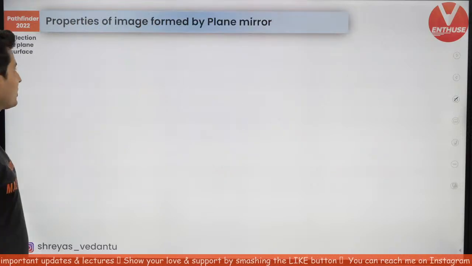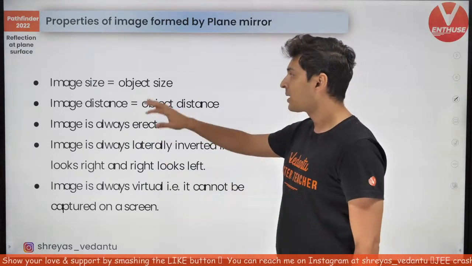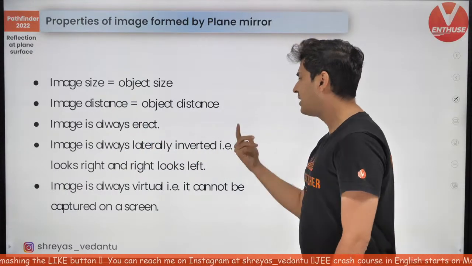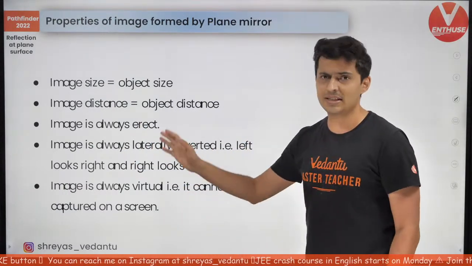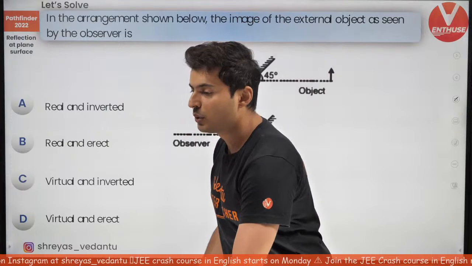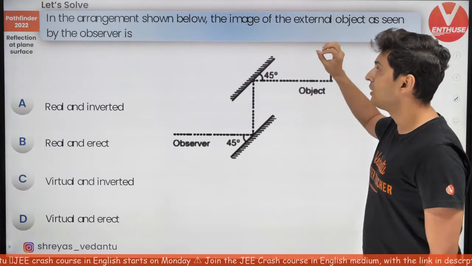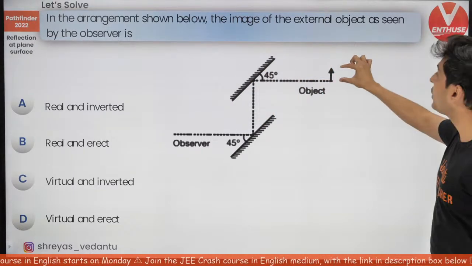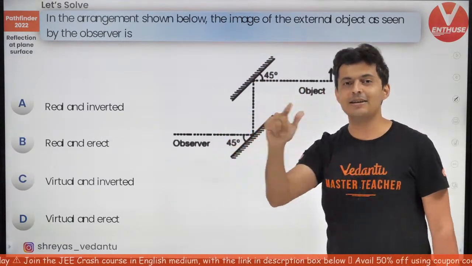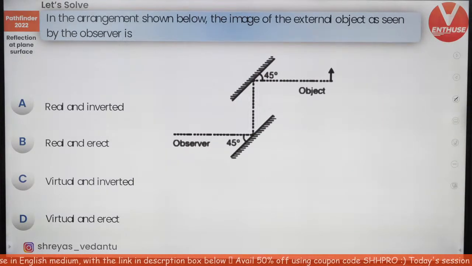Alright, so with this, let's solve some questions, and I have placed all the properties of a plane mirror's image right over here. Image size, object size, image distance, object distance, image is erect, image is laterally inverted, image is always virtual, which is the one behind the mirror. Alright, moving on to some questions. Beautiful question coming up on your screen now. In the arrangement shown below, the image of this object because of these two mirrors will be... It's a very tricky, very intellectual question. Many people will fail over here. Let's see how many of you can do this without getting it wrong the first time.